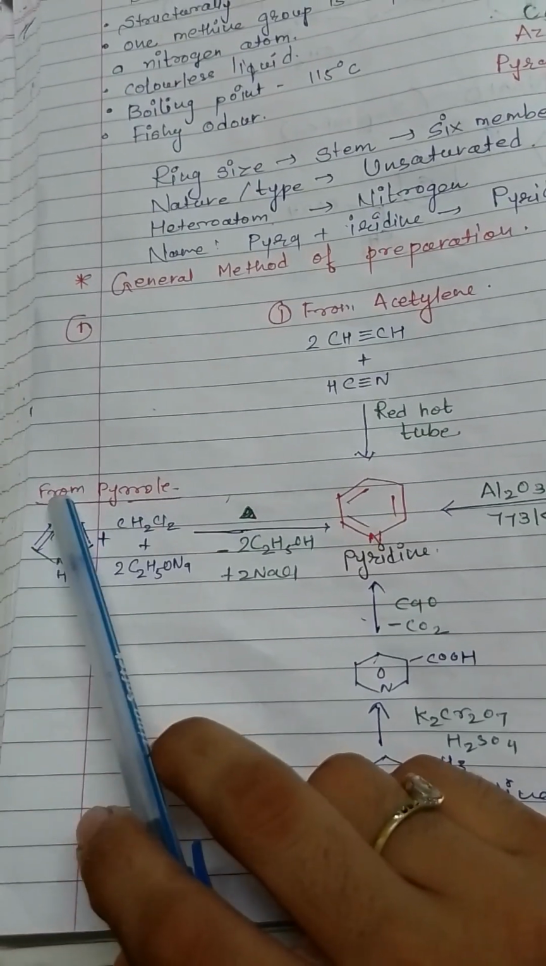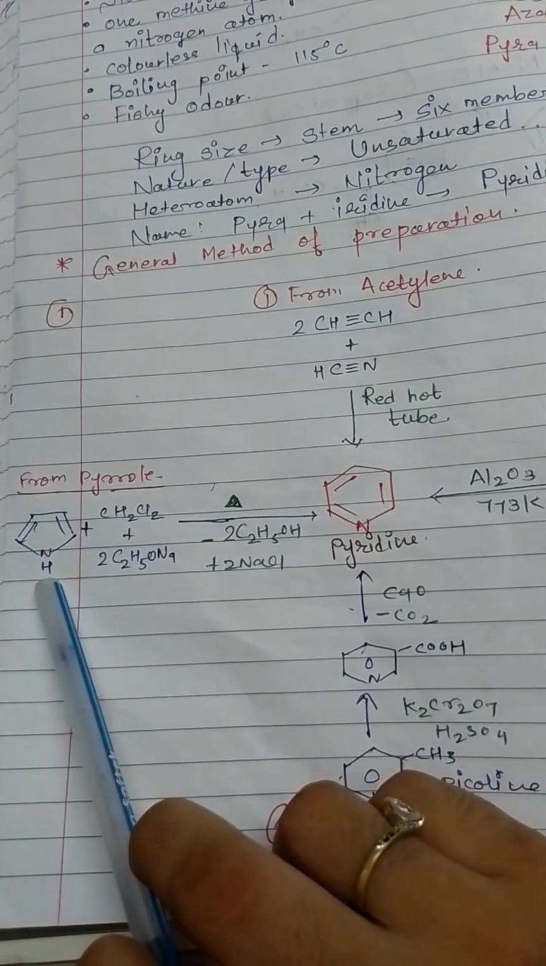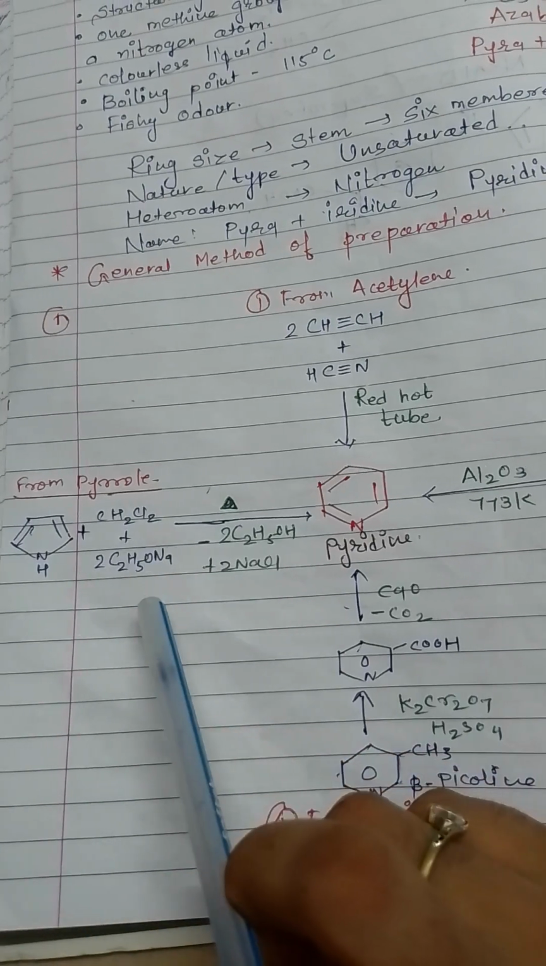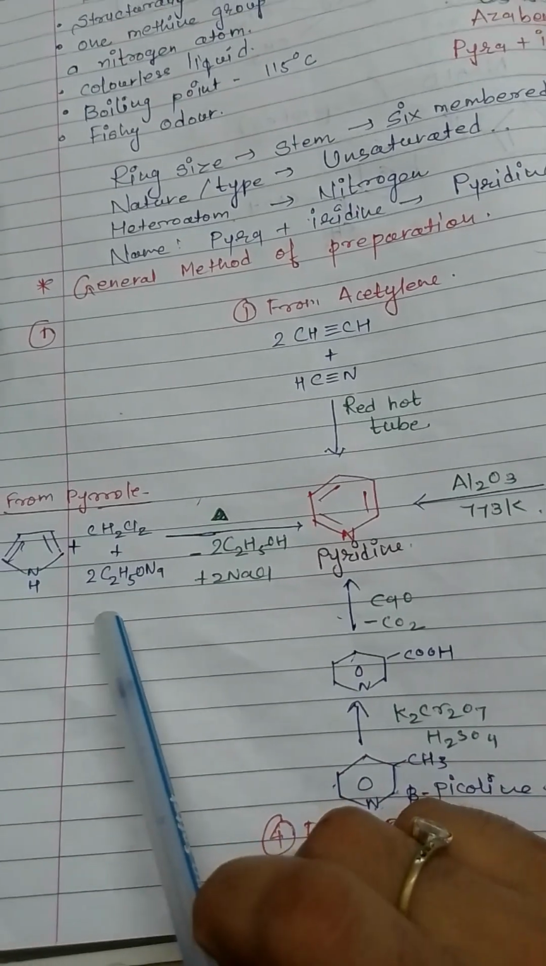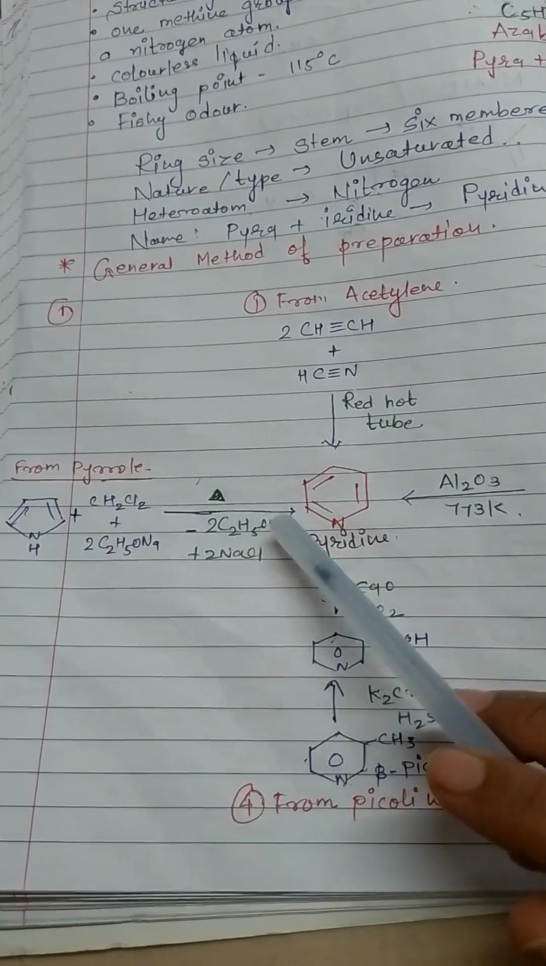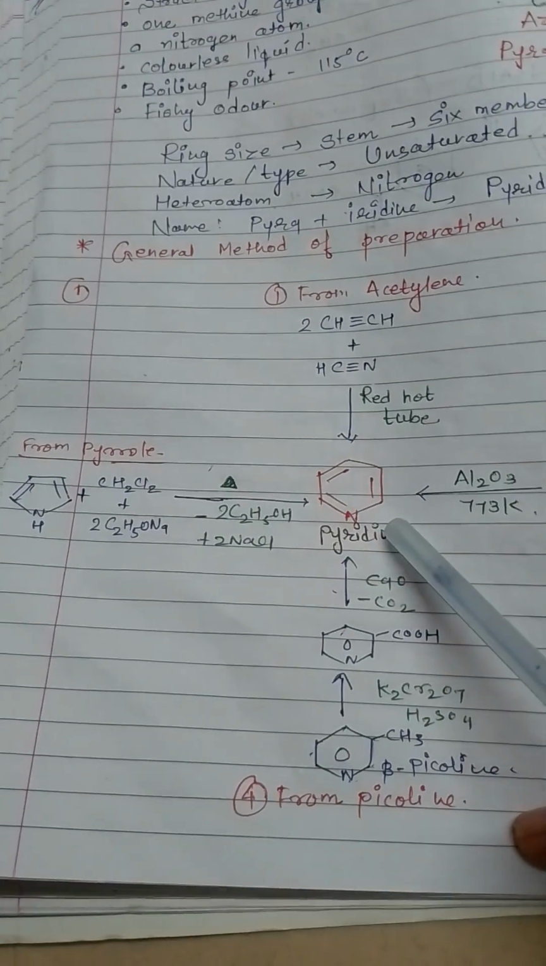Now the third preparation, or third synthesis, is from pyrrole. This is the structure of pyrrole. Pyrrole reacts with dichloromethane and ethoxysodium. With the removal of ethanol and sodium chloride, it forms pyridine.